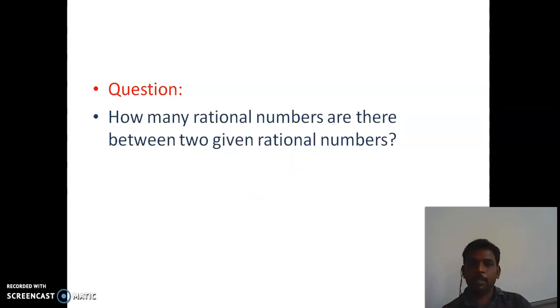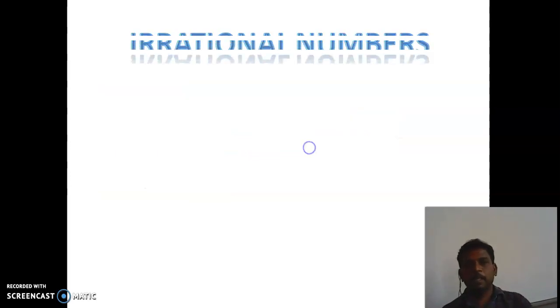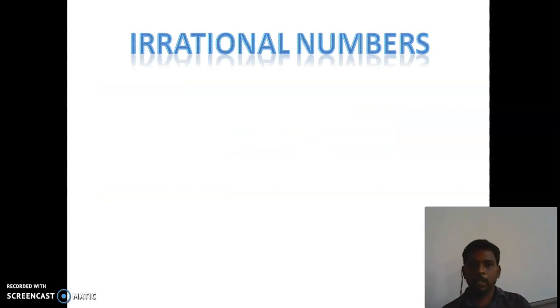So how many rational numbers are there between two given rational numbers? The answer is an infinite number of rational numbers. So we can find any number of rational numbers between two rational numbers. Right. So next one, irrational numbers.